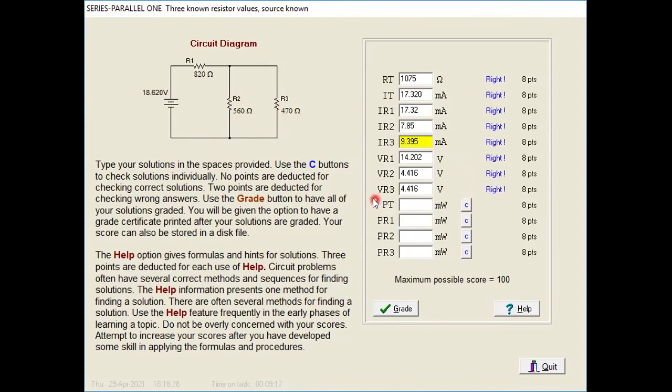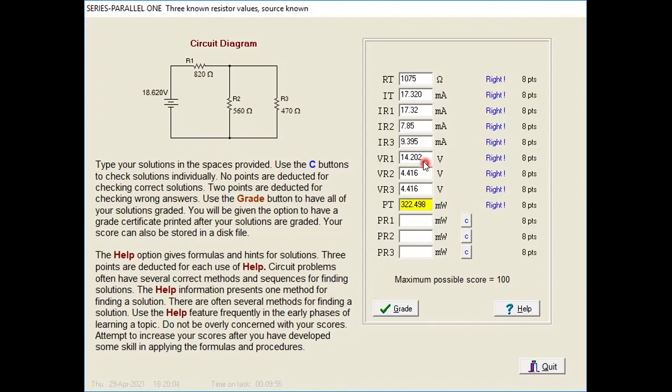Power is always easy. Power is amps times volts. Doesn't matter if it's series, doesn't matter if it's parallel, doesn't matter if it's complex. So the I total is 17.32 milliamps, and we're going to multiply that by our 18.62 volts. And that's going to give us 322.498 milliwatts.